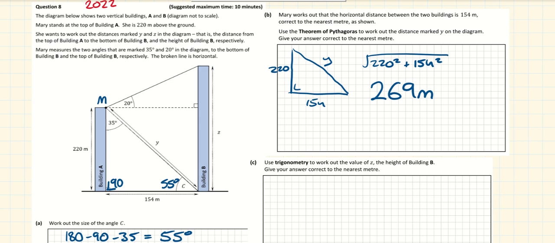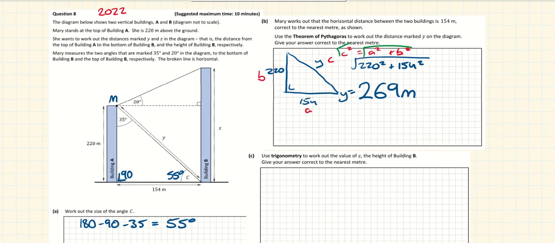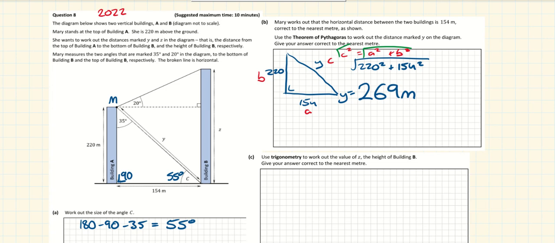You can write down your amount and then round it. But when you've got the two short sides, remember it's C, A and B. So C squared equals A squared plus B squared. And then we've just square rooted both of them. So Y equals 269 metres. And finally, use trigonometry to work out the value of Z, the height of building B. We're going to have to do a couple of things. We know that part of Z down here is obviously 220 metres, so we don't need to worry about that.